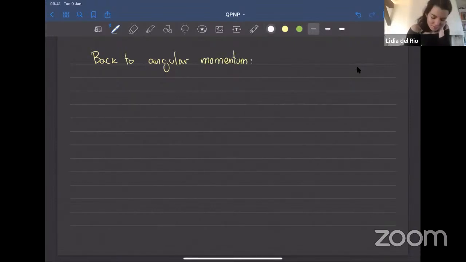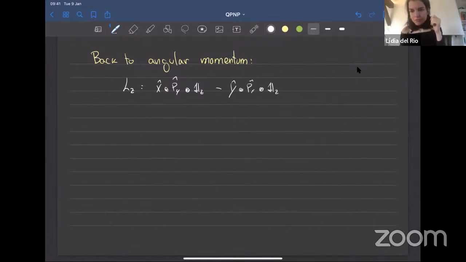So we had, for example, LZ, which we said was what? So this was X, PY, and in Z, minus Y, PX, identity in Z. If there's too much noise in the background, let me know and I can close some doors.